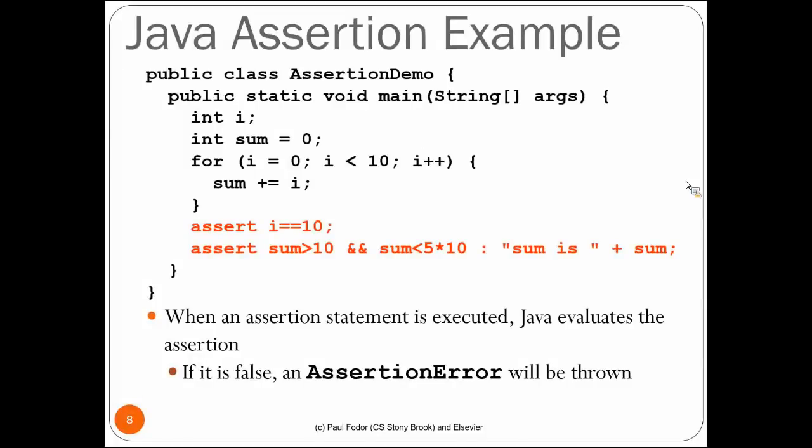And here we have an example. We write a program in which we sum the integers between 0 and 10, not including 10. After we write that loop, we expect the value of i to be 10. That's when this program should fail. And we expect that the sum is greater than 10 and less than 50. When the assertion statement is actually executed, Java will evaluate that assertion. If it's false, then an assertion error will be thrown. If it's true, which is the case here, it will be passed and the program terminates gracefully.